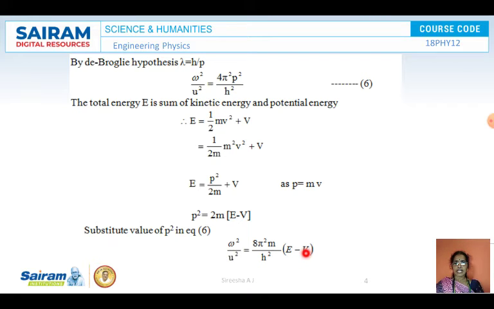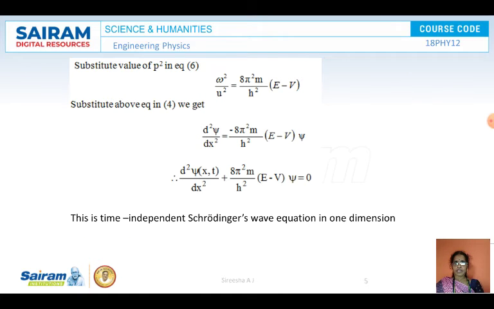So how are we getting this? We have replaced lambda by h by p, and taking the total energy as the sum of kinetic energy and potential energy, we substitute the value of p into this equation. Substituting the value of p square here, we get omega square by u square is equal to 8 pi square m by h square into E minus V.